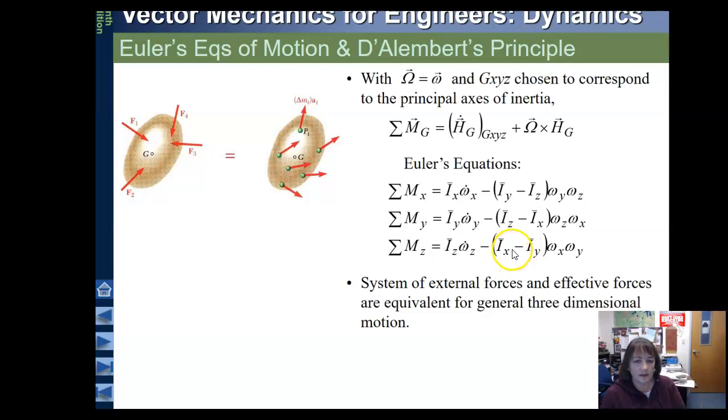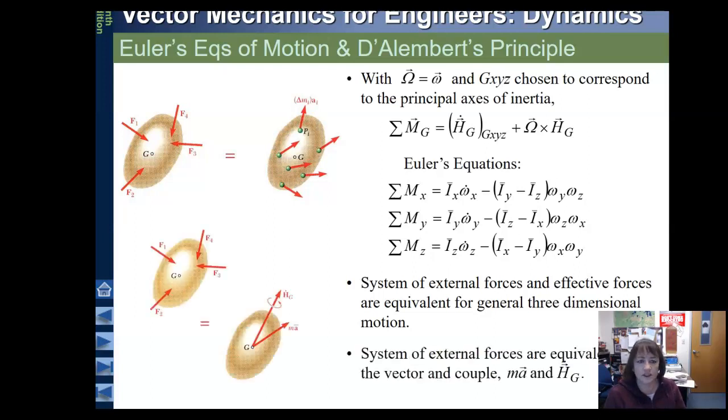And remember, when we're talking about rotation in 3 dimensions, the big change from what we were doing before is we have to really be careful of our vectors. We have to be rigorous about breaking things into all 3 coordinate directions. When we have something in 2 dimensions, we can really work just with things in 2 dimensions and then realize that all of our rotational stuff is in the 3rd dimension, so it greatly simplifies the math, but the principle is exactly the same. So the upshot of this is the system of external forces and effective forces are equivalent for general 3-dimensional motion. In other words, it's just the same.